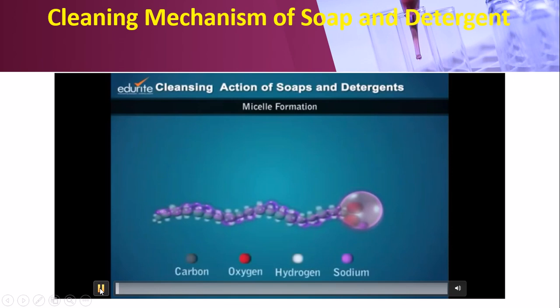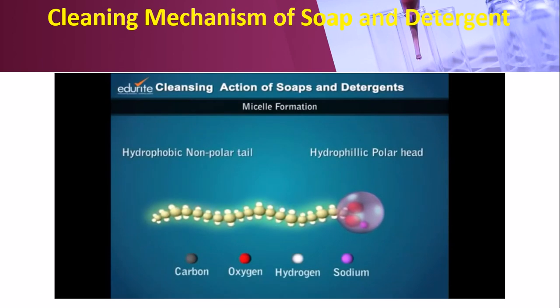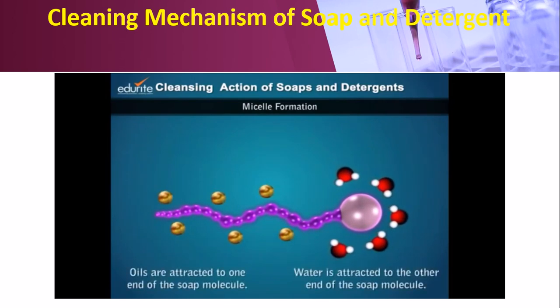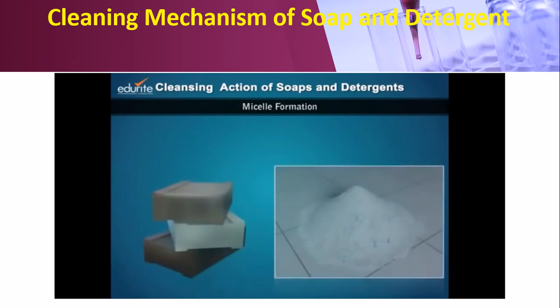Each molecule is composed of a long, non-polar hydrocarbon chain, which is hydrophobic in nature, and a short polar head, which is hydrophilic in nature. The hydrophilic end is attracted by water molecules, whereas the hydrophobic end of the molecule is repelled by water, but is attracted by non-polar substances like oil. The cleaning action of detergents and soaps is attributed to this special feature.